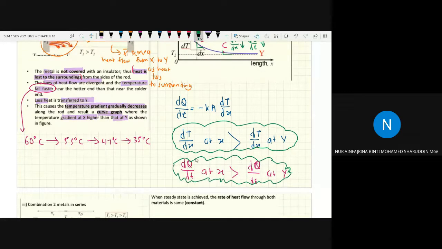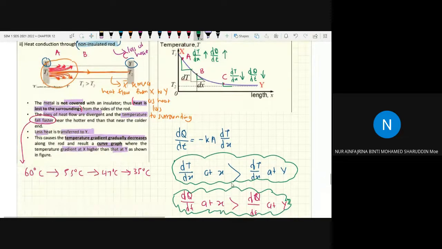Okay, boleh ke guys? Do you have any question regarding heat conduction through non-insulated rod? Nak Miss explain lagi sekali ke? Okay, tetapi K dengan A dia always constant around the rod. Always constant along the rod. Constant or same lah. Maksudnya, awak punya thermal conductivity dan awak punya area tak akan berubah. Yang akan berubah adalah rate of heat flow dan juga temperature gradient.